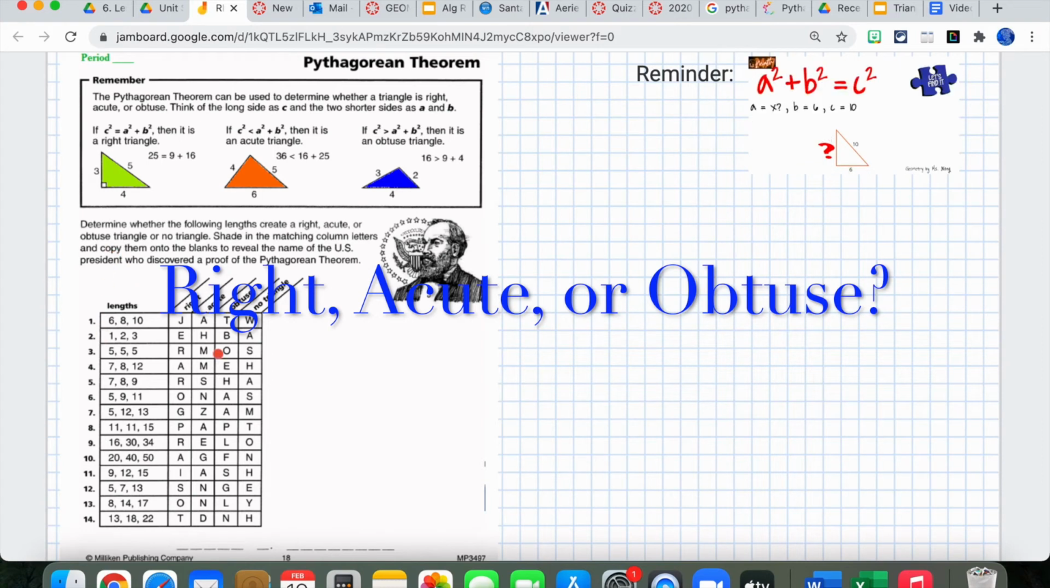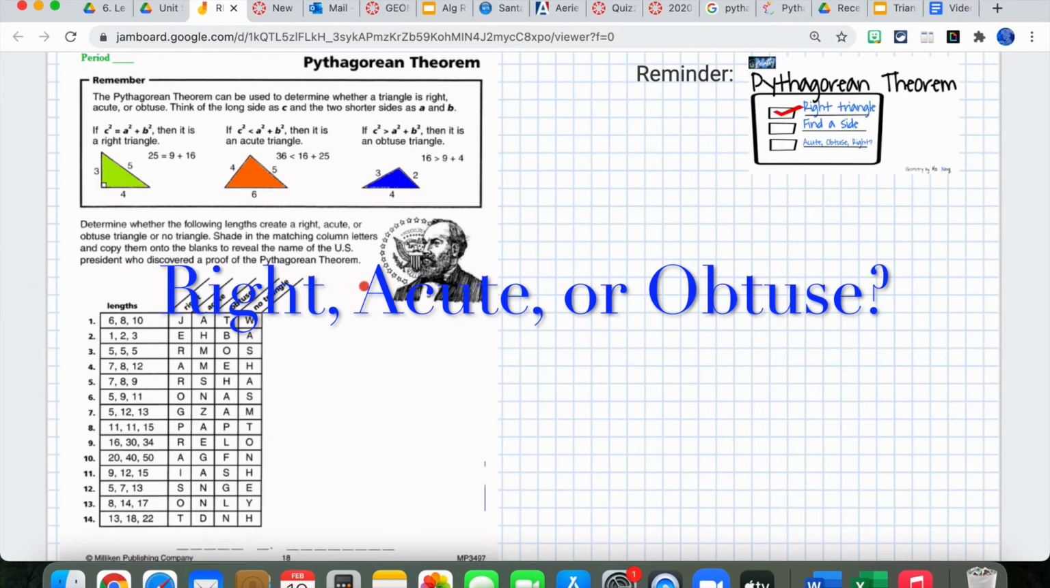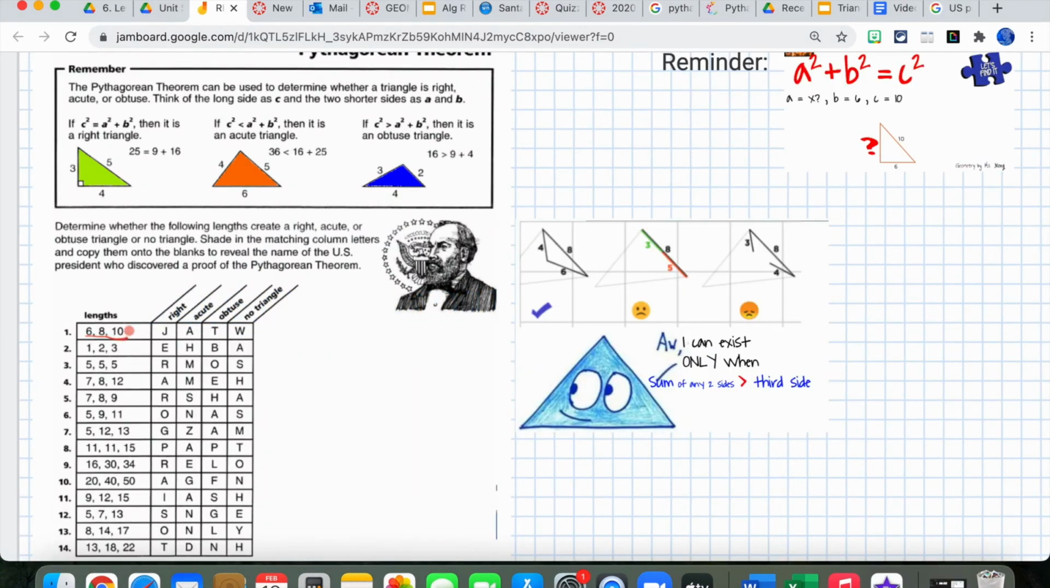Let's go ahead and work out some of these. It said determine whether the following lengths create a right, acute, or obtuse triangle or no triangle. Shade in the matching column letters and copy them onto the blanks to reveal the name of the US president who discovered a proof of the Pythagorean theorem. Then 6, 8, and 10.